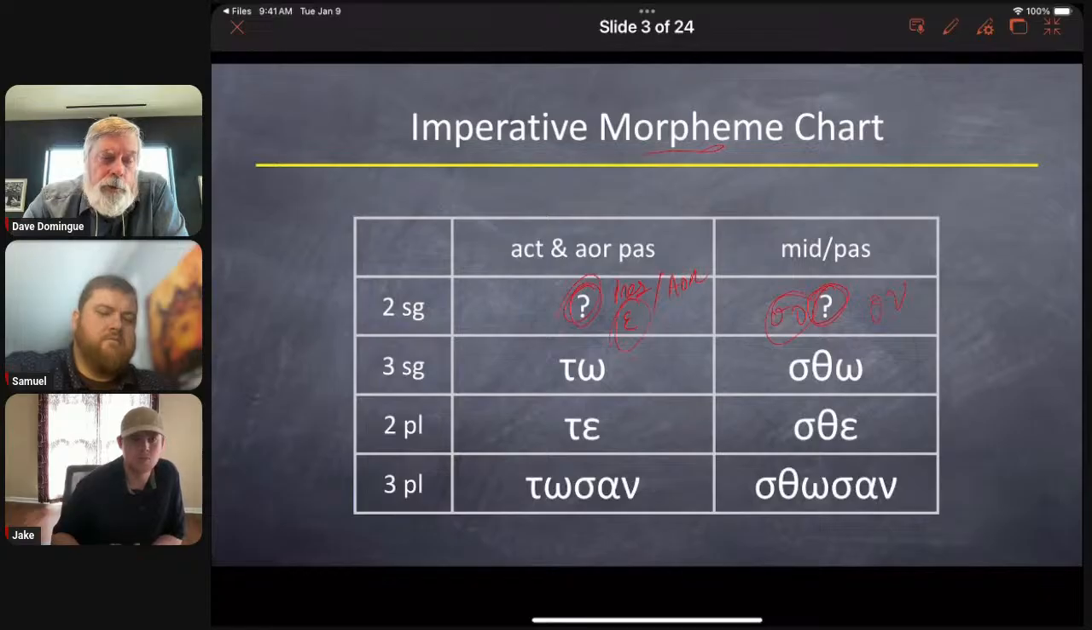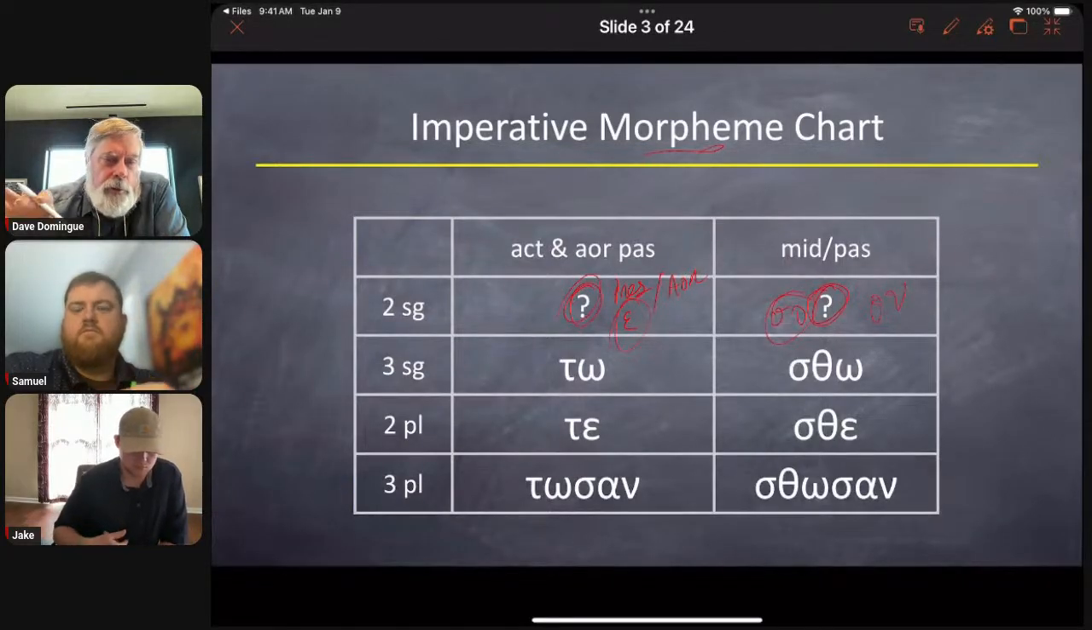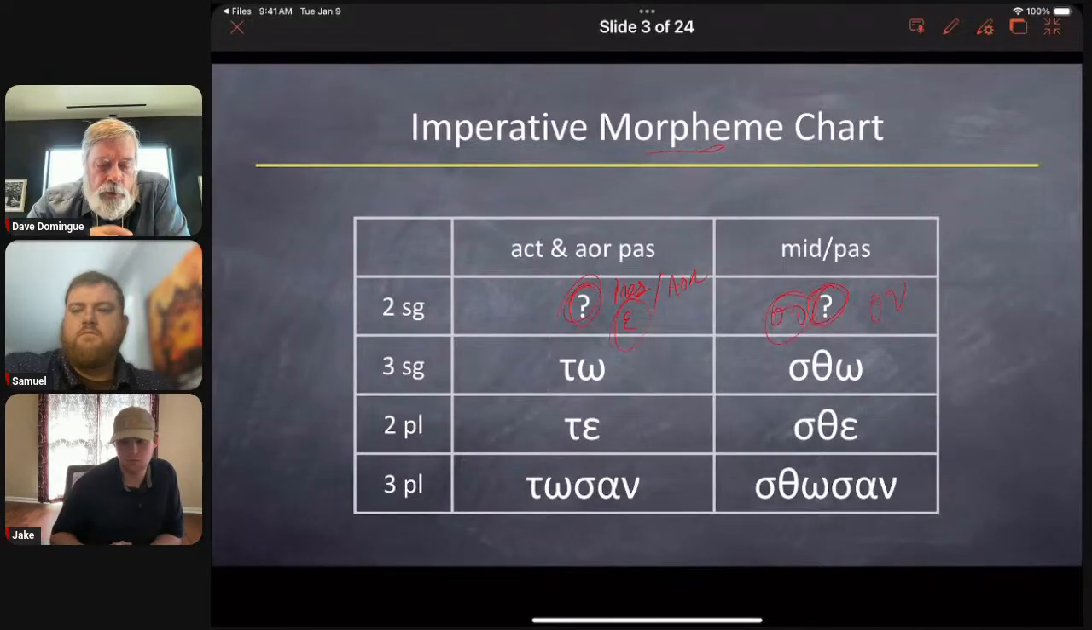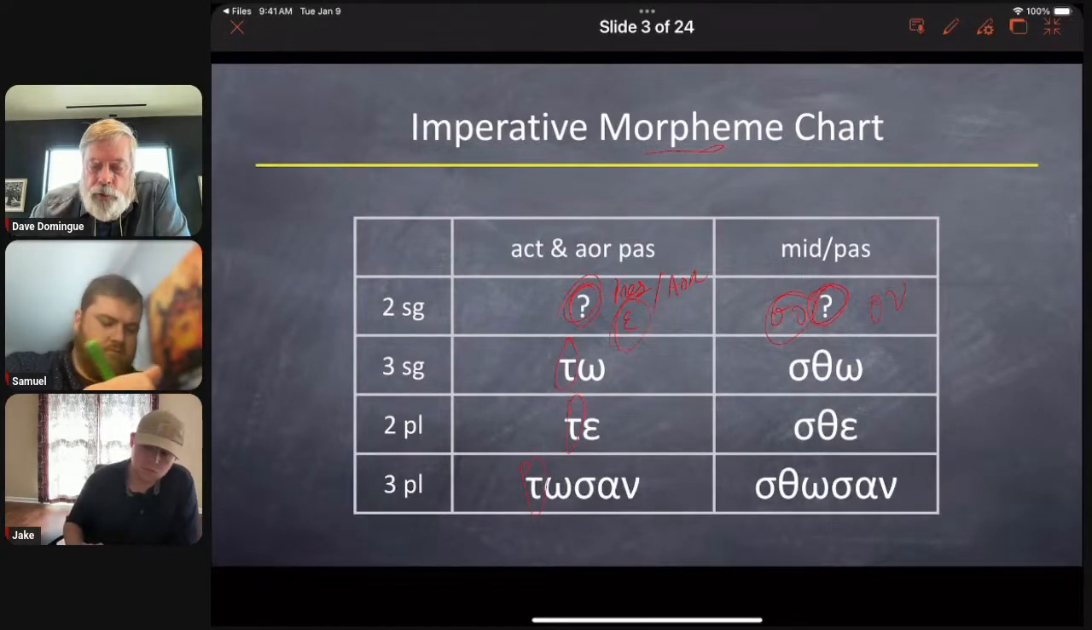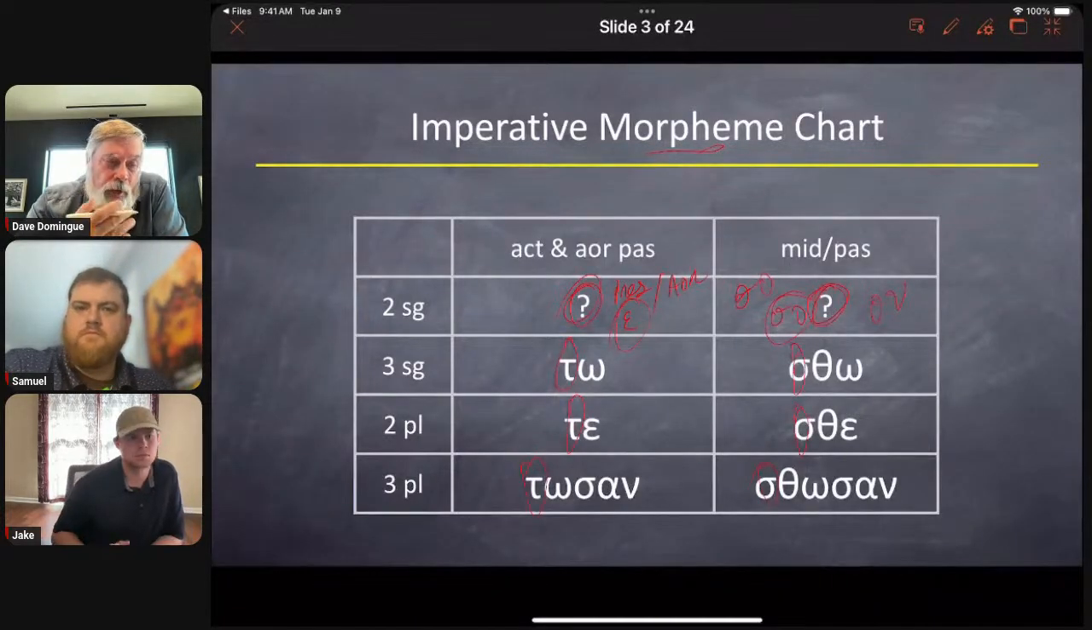So what we'll find in the second person singular is typically an epsilon morpheme. In the middle passive, the sigma omicron. We don't normally see the sigma omicron because the intervocalic sigma drops out, and we get the contraction between the two remaining vowels. In the plural, we'll see that same epsilon, but now preceded by the tau. And you notice everything else has that tau. And then we have the sigma omicron over here, and we see the sigma everywhere else. So that should help a little bit.